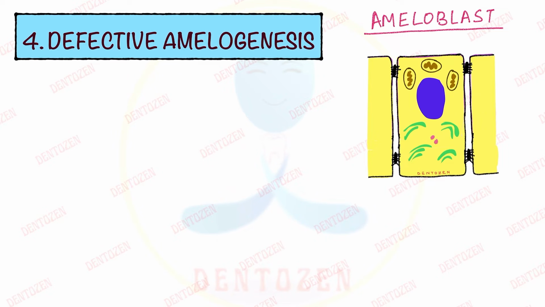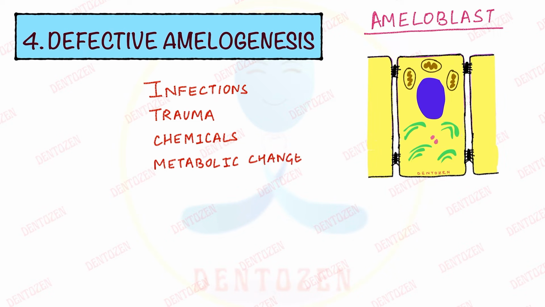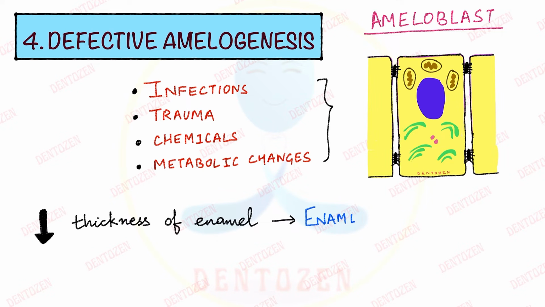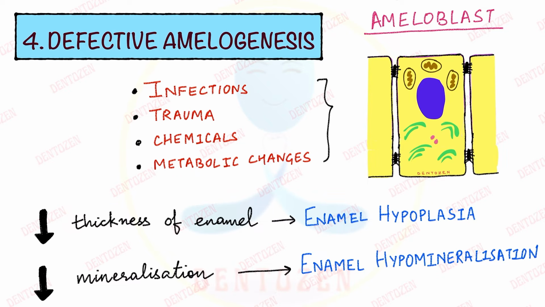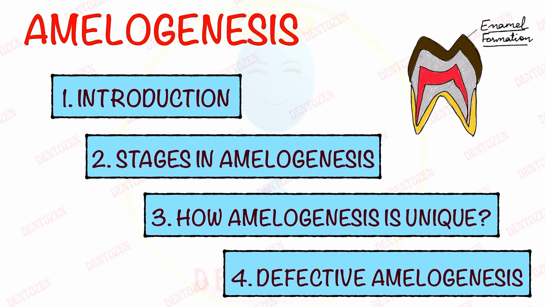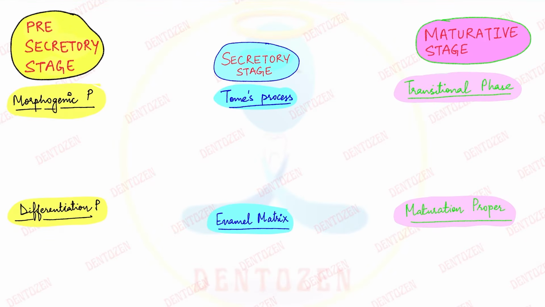Now, what can be the defects in amelogenesis? They can happen if they affect the ameloblast cell. So these can be infections, trauma, chemicals, and metabolic changes. If they occur during the secretory stage, they can decrease the thickness of enamel, so it leads to enamel hypoplasia. Full thickness is not formed. And if the cell is affected during the mineralization stage, then it leads to a condition known as enamel hypomineralization. So now we have covered enamel formation in all four parts, that is introduction, stages in amelogenesis, how amelogenesis is unique, and defects.